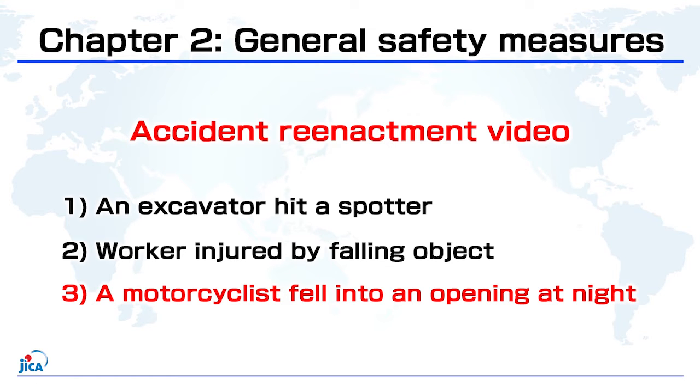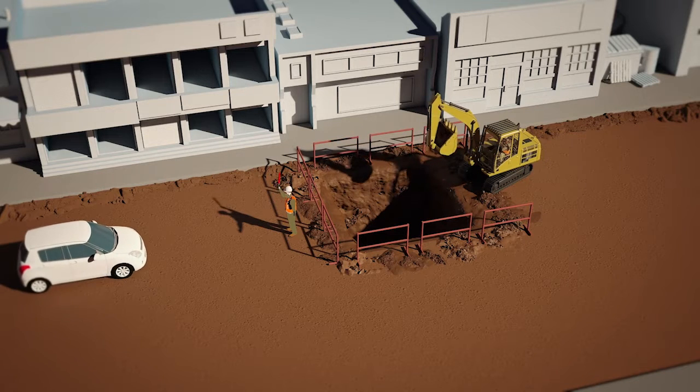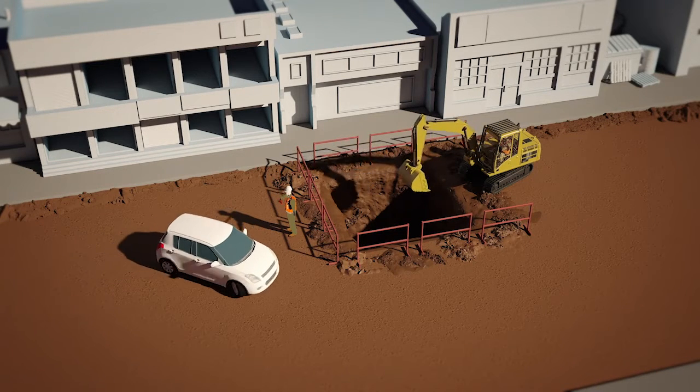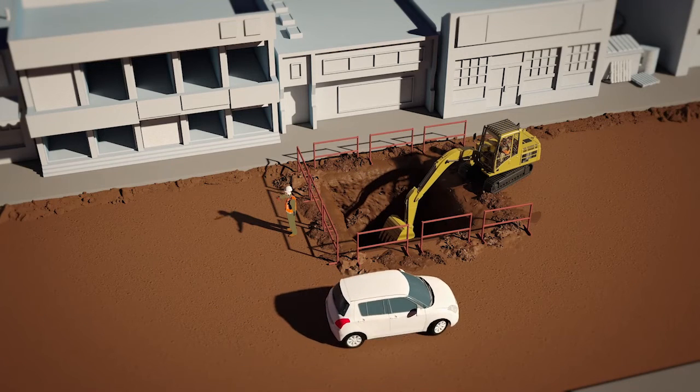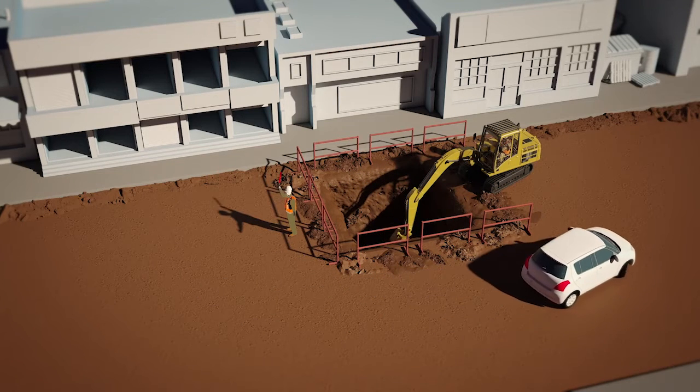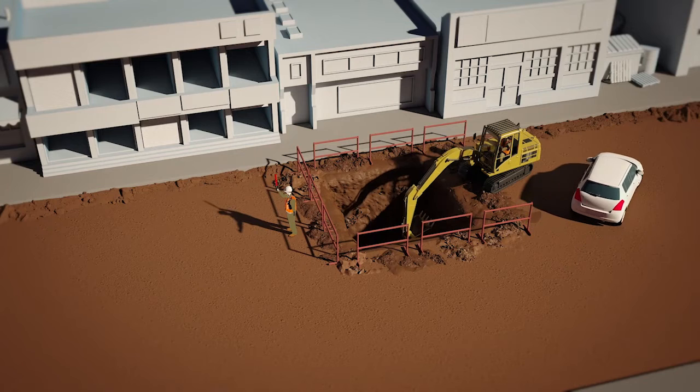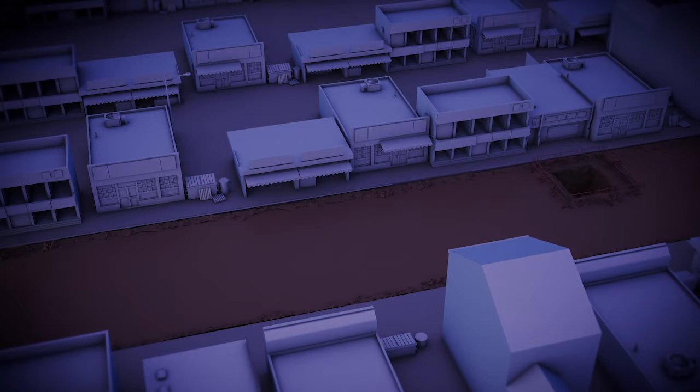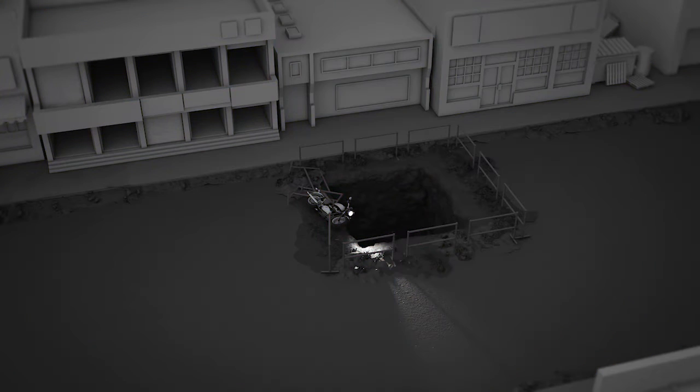This is an accident related to boundary demarcation for a prohibited entry area. The site was a general road where excavation work was taking place. A barricade was installed at the opening. It was nighttime. With this overtime work, it's been a long day. I've got to get home soon. Oh no! A motorcycle crashed into the barricade, and the driver later died.